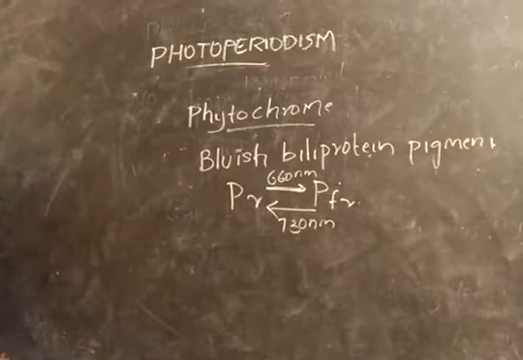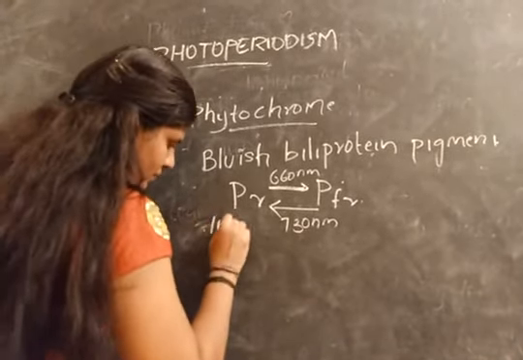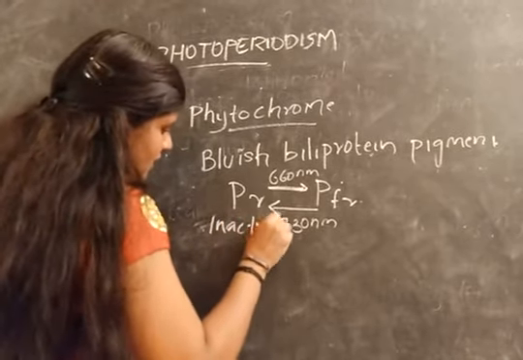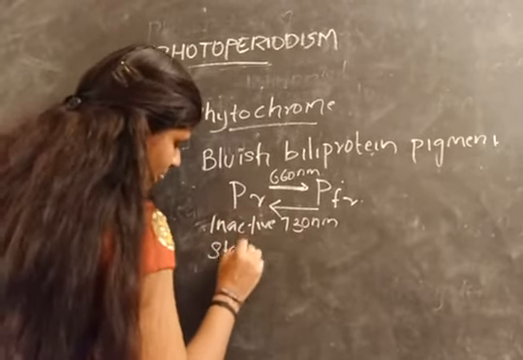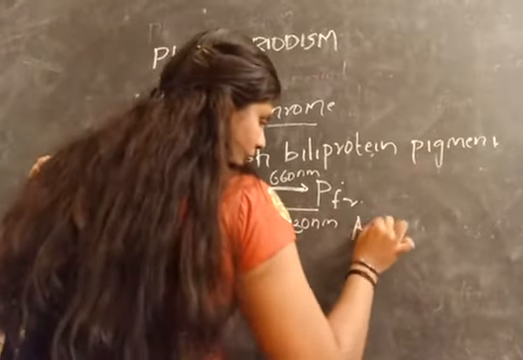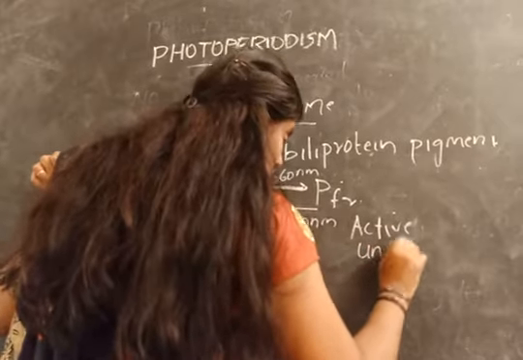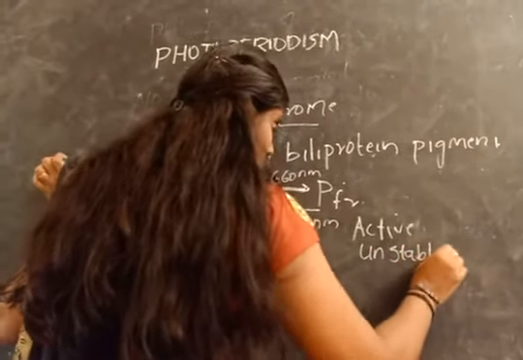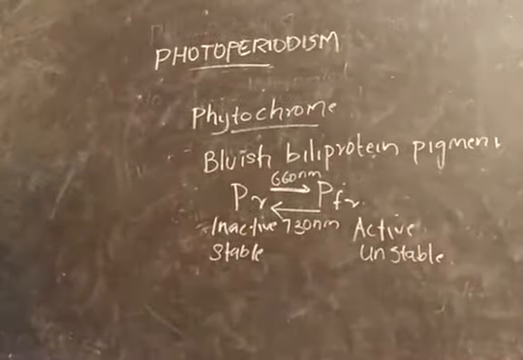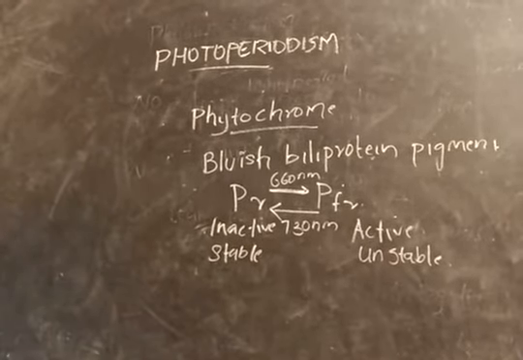So here the PR is biologically inactive, but it is the stable form, whereas the PFR is biologically active but a highly unstable form. So these are the two interconvertible phytochrome forms, PR and PFR.